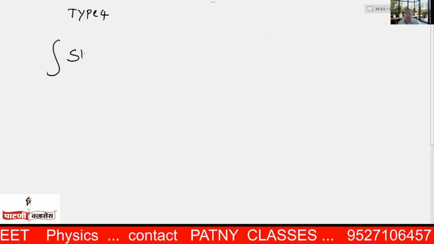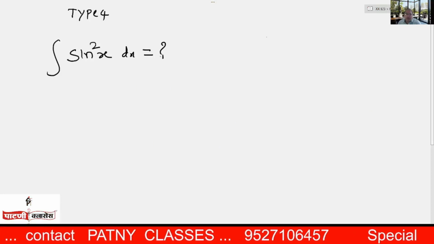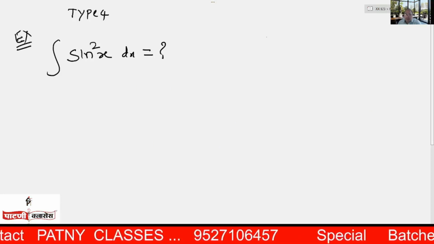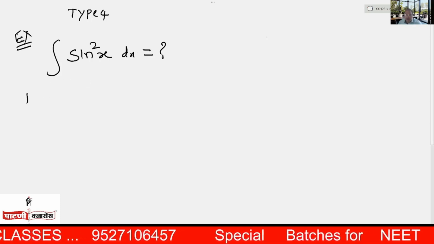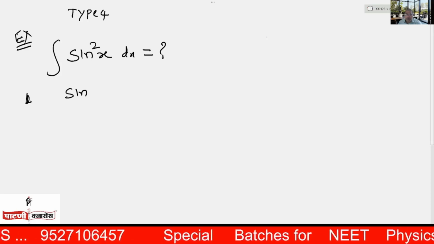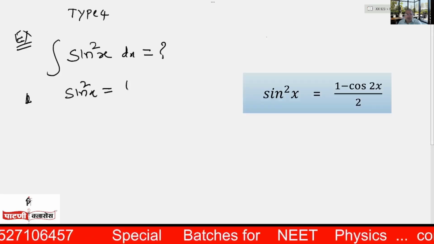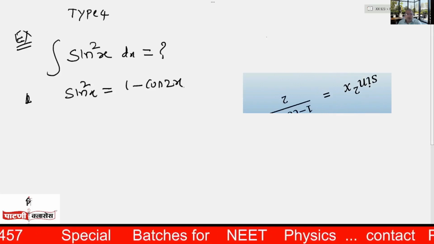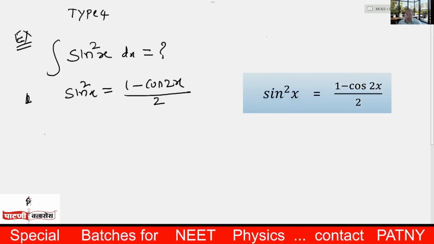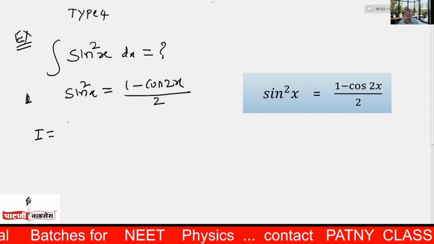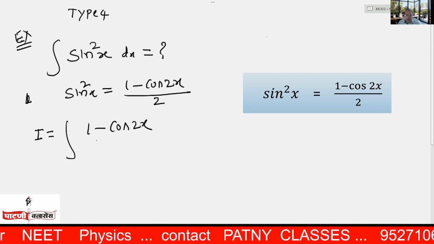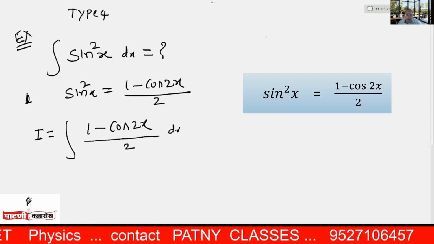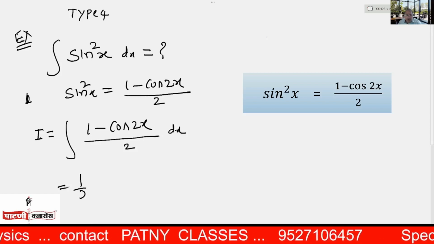Now integration of sin square x with respect to x equals to how much? Another example, integration of sin square x with respect to x equals to how much? We know from trigonometry identity sin square x equals to 1 minus cos 2x upon 2. This identity I am going to use here. So in place of sin square I can write 1 minus cos 2x upon 2 with respect to x. 1 by 2 is outside.